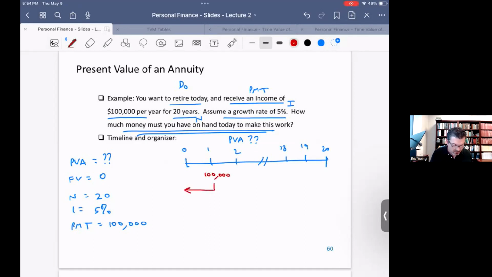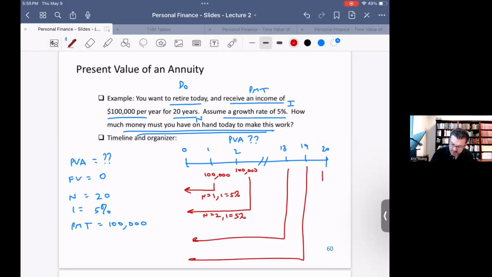You're going to pull that back. That would be N equals 1, I equals 5%. You're going to pull $100,000 at year two. That'll be pulled back. N equals 2, I equals 5%. And you get the idea. All these future streams of money are being pulled out.